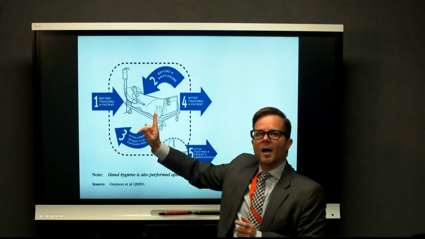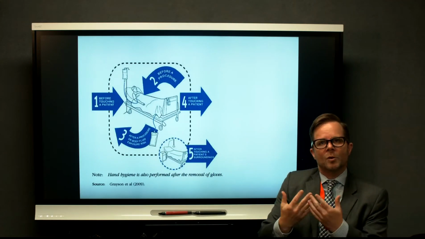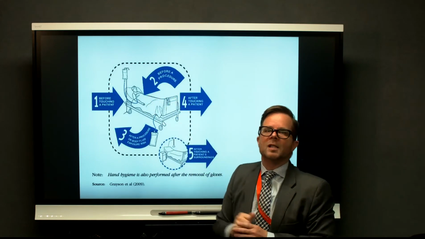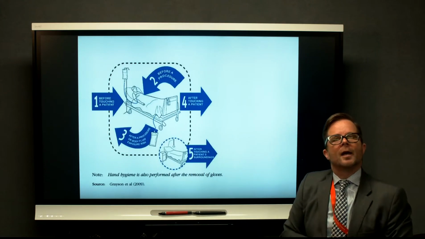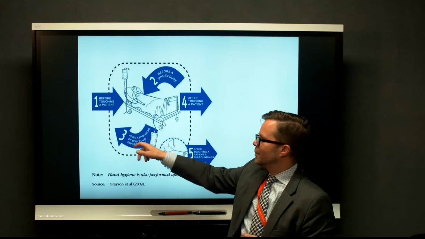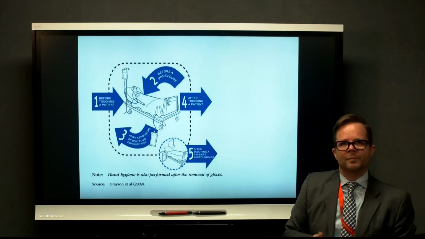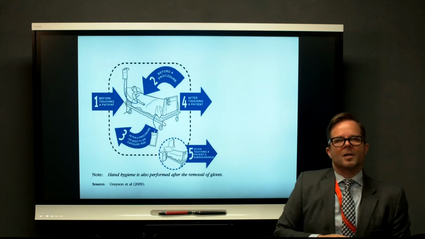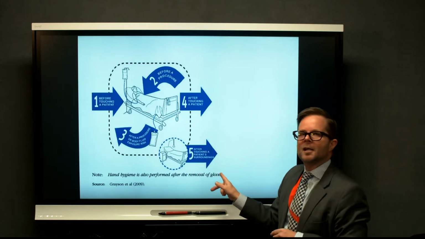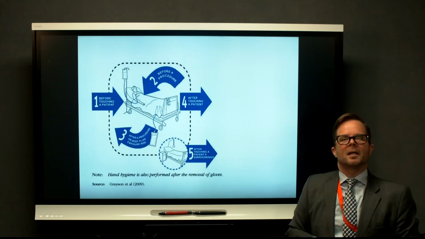And the stages are: 1, before touching a patient, you should wash your hands because you don't want to transmit anything from your hands to the patient. Before performing a procedure on a patient, that is a moment of hand hygiene. After the procedure or bodily fluid exposure risk, you should be washing your hands again. After touching the patient, you should be washing or decontaminating your hands. And after touching the patient's surroundings, you should also be decontaminating your hands.